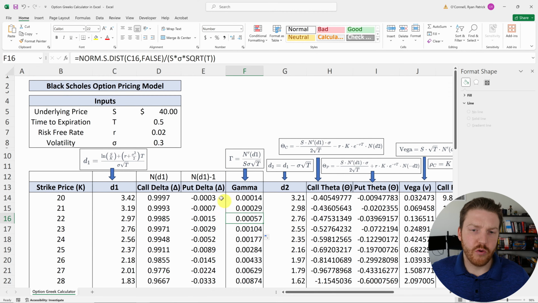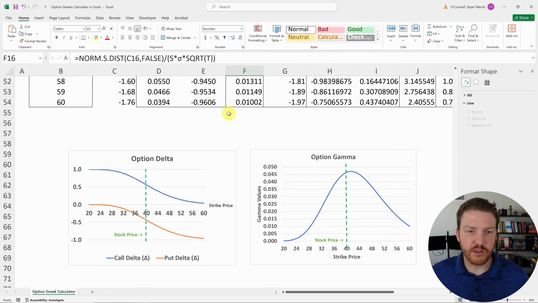And now let's interpret what this means. So if we go down and look at this graph, remember gamma measures the rate of change of the delta. And so let's look at that. So we can see right here that when the strike price is closest to the actual underlying stock price of $40, this green line, gamma is the highest. So for far out of the money or far in the money calls and put options, the gamma is extremely low and it is highest at the money.